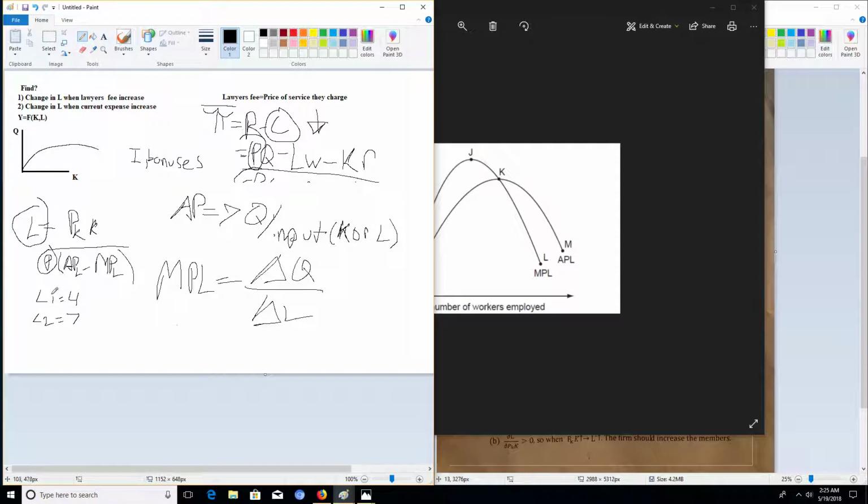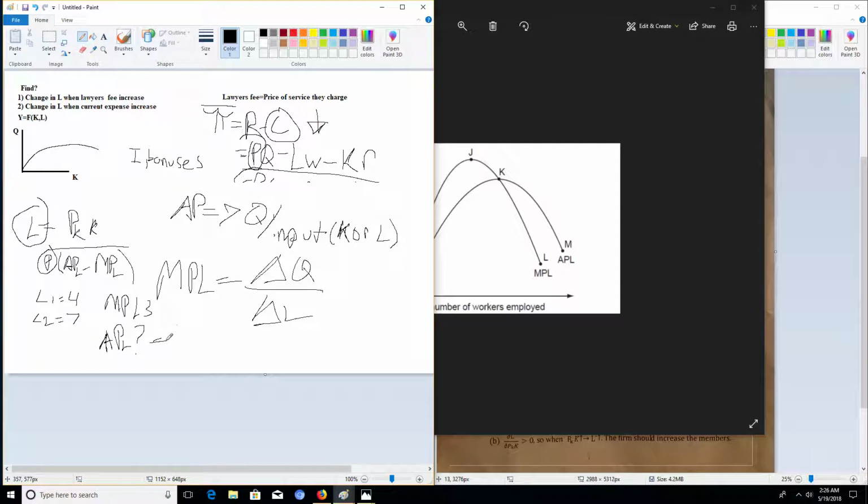This is the relation between labor and the amount of output they create, right? So initial labor without an additional person creates 4, then with that additional person, output is now 7. So that means the marginal product of labor is 3, right? And if MPL is 3, what does that mean for APL, the average product?